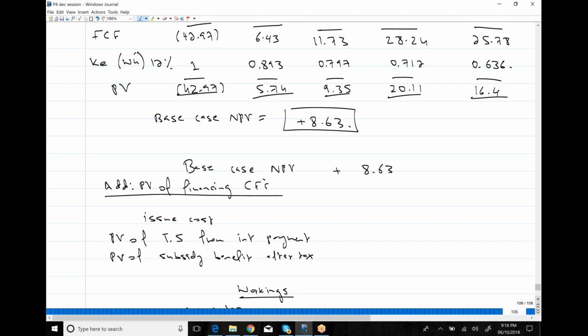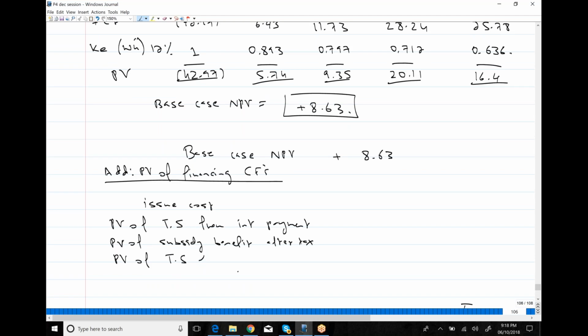Then we have present value of tax savings from issue cost of debt. Okay, and then your APV. So let us first talk about issue cost. Issue cost is how much? That is 2% of the gross finance required, right? 2% of the gross finance required.